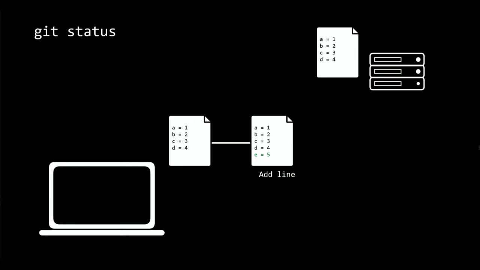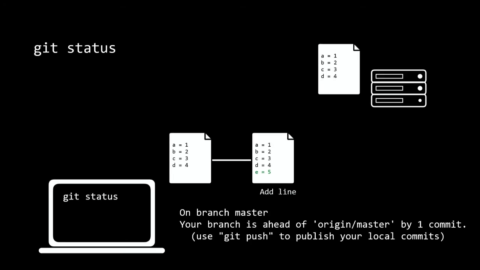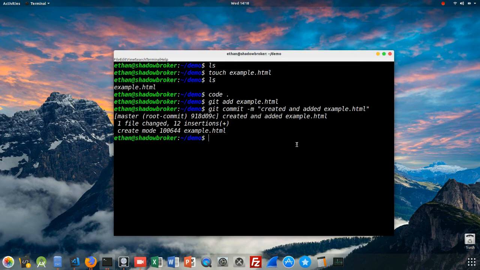The next command we'll need to know is git status. The git status command displays the status of the working directory and the staging area. It lets you see which changes have been staged, which haven't, and which files aren't being tracked by Git. It simply tells you what's currently going on in your repository. That's pretty much it. So let's see how to do this.